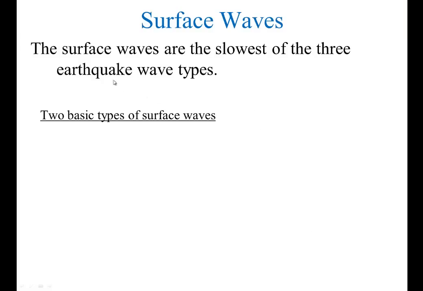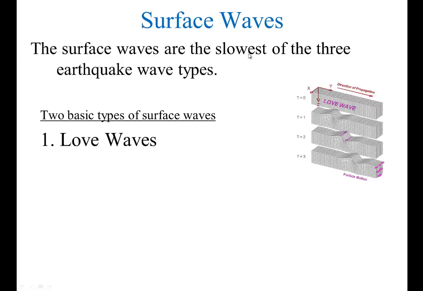Surface waves come in two different types as well. They're a lot slower because their motions are very complicated. We have what are called Love waves. Love waves move on an X and a Y as well as a Z. So you see them going this direction. They're also sliding side to side. I'll show you an animation.